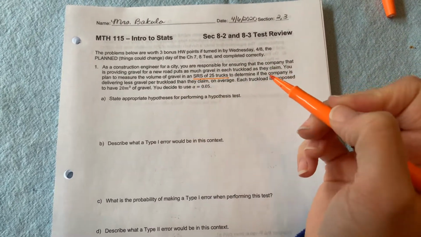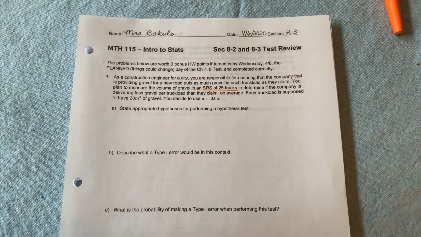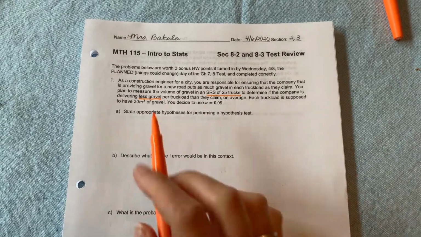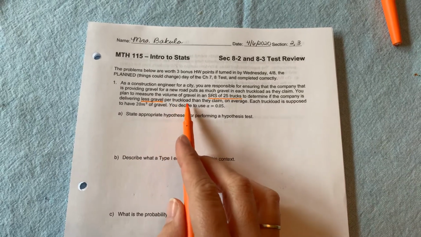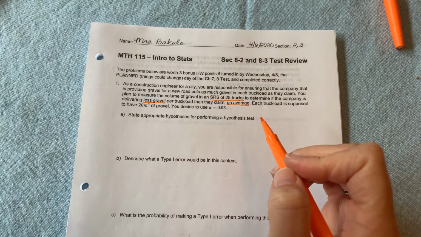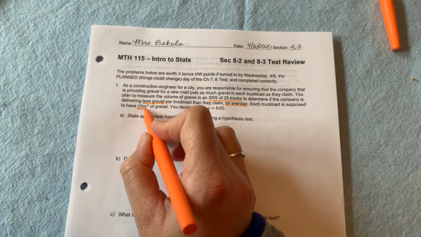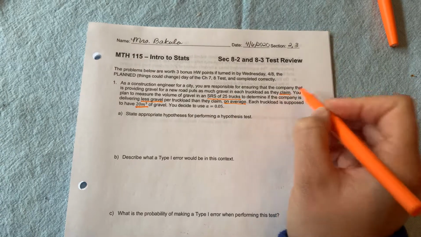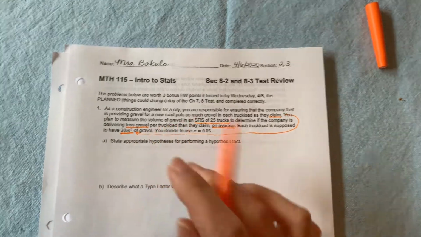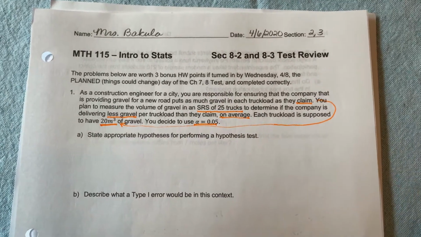I'm already thinking, there's my sample size, to determine if the company is delivering less gravel. Okay, so that means you're suspicious that they're delivering less gravel. I'm already thinking that's probably going to be my alternative, that the amount of gravel is less than they say per truckload than they claim. Oh, on average. Of course, it's an average because we're talking about a hypothesis test. And each truckload is supposed to have 20 meters cubed of gravel. That's actually the claim that they're talking about. Oops. Their claim is 20 meters cubed. That's how much it's supposed to have. You decide to use alpha equals 0.05. That's important, of course, as well.